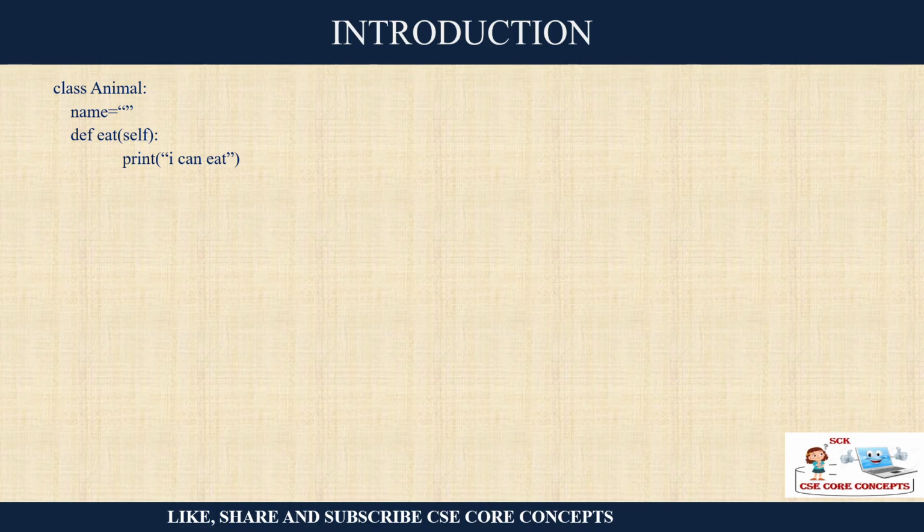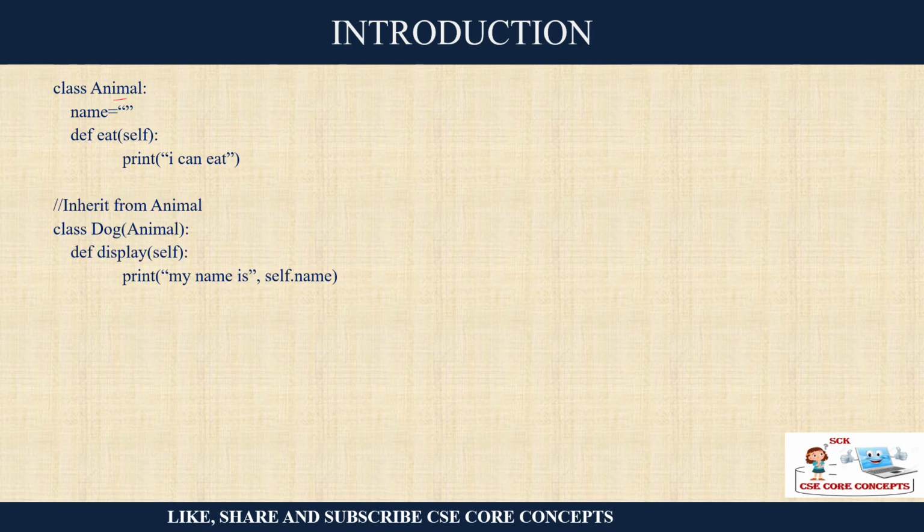Let's say, for example, we are creating a class called animal. Animal is something very generalized. We are not defining the name of the animal right now, I am just keeping it blank, and I am defining a method called eat, just printing I can eat. Now I am defining a class called dog, which is inheriting its properties from the animal superclass. I am writing a method for this dog class. Now this method is only for the dog class, but the dog class can inherit the eat method.